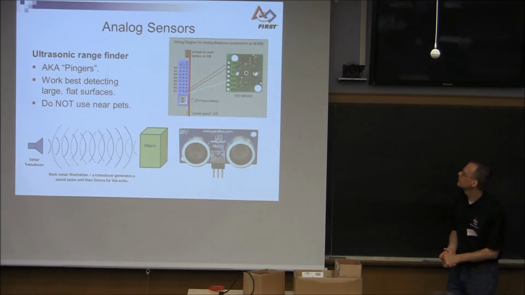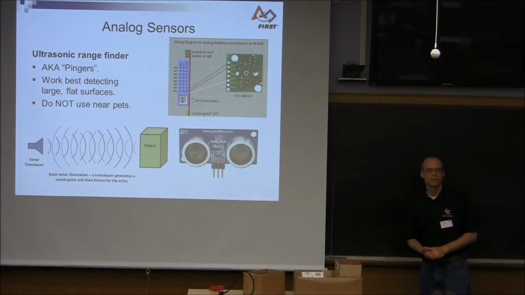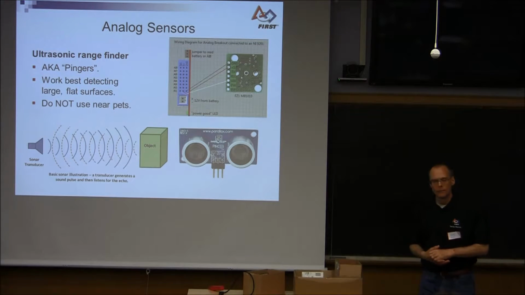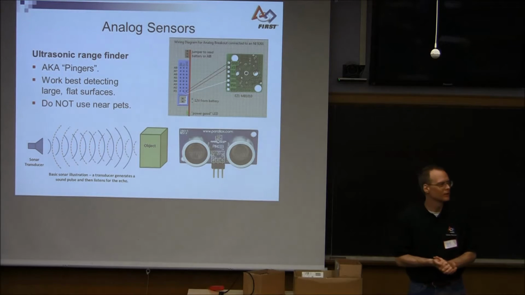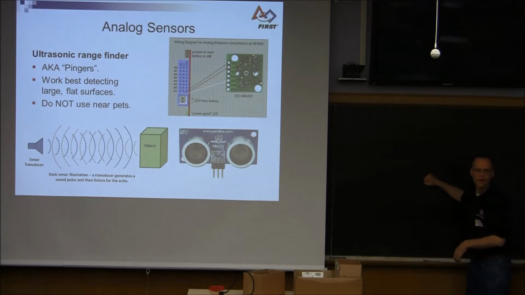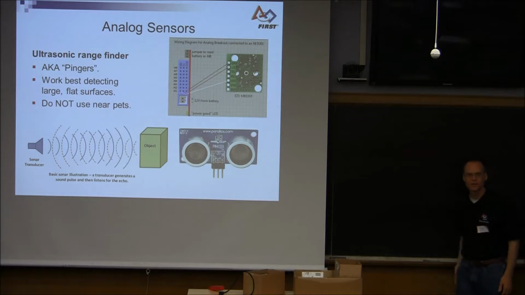The final one in analog sensors is, we call them pingers in FRC. They're ultrasonic. Now, I've seen these used for a lot of things. They work really well at one thing. They find really big, flat, hard objects. Don't try to use them to find balls.